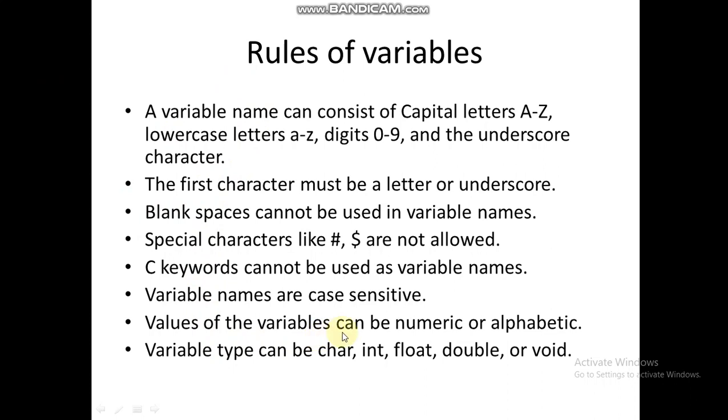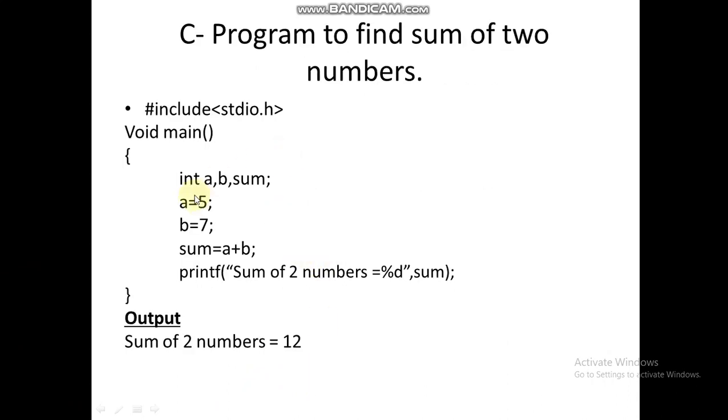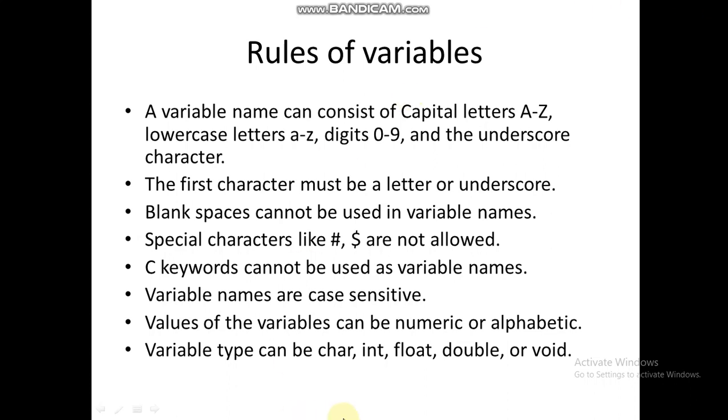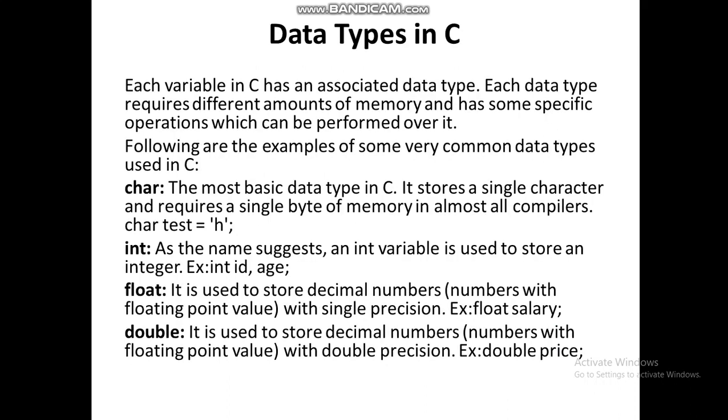Next, values of the variables can be numeric or alphabet. Whatever values you assign must be numeric or alphabet. Then the variable type can be char, int, float, double or void. The variable data type may be int, float, char, long, any data type. Other than this, not allowed. So this is about the variables. Clear, no? In the next video I will explain data types in C. Okay, thank you.